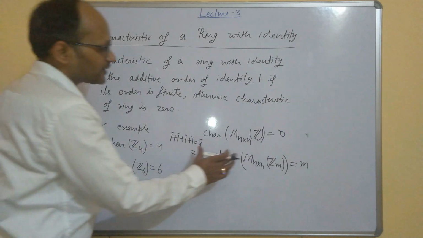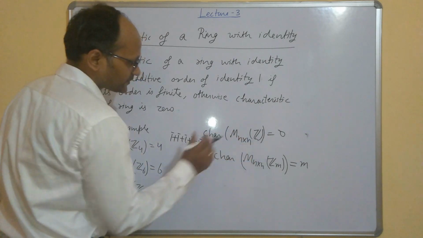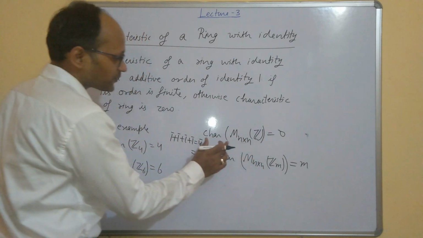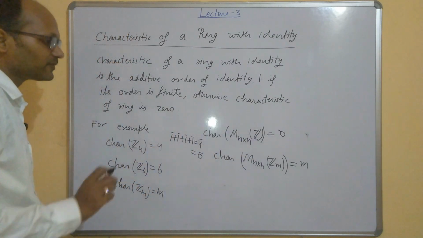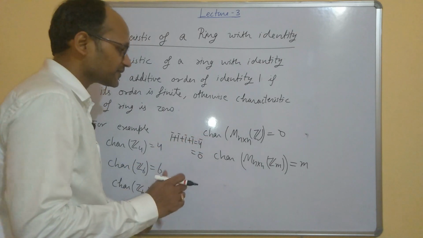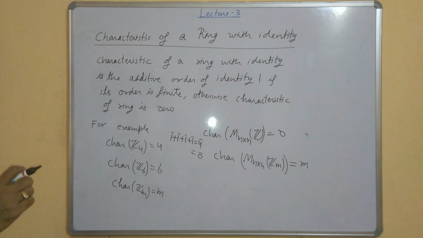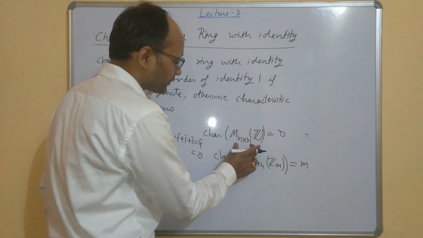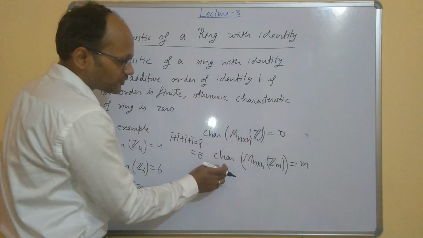Now let us see an example of a ring whose characteristic is 0. As you can see, M n cross n of Z is a ring with identity, but it is not an integral domain, and its identity is the identity matrix. If you go on adding the identity matrix, you will never get the 0 matrix. So it means the order of the identity matrix in this ring is infinite, so its characteristic is 0.